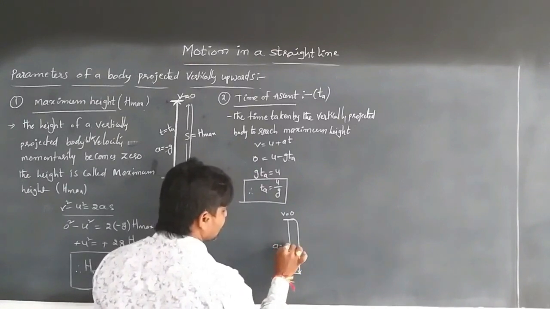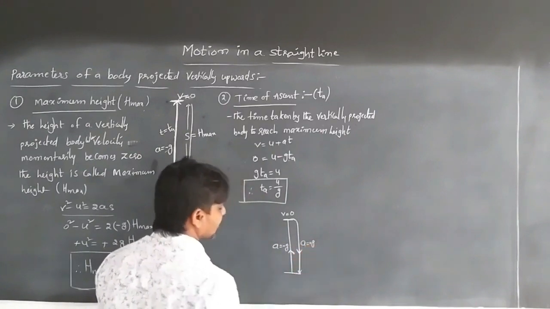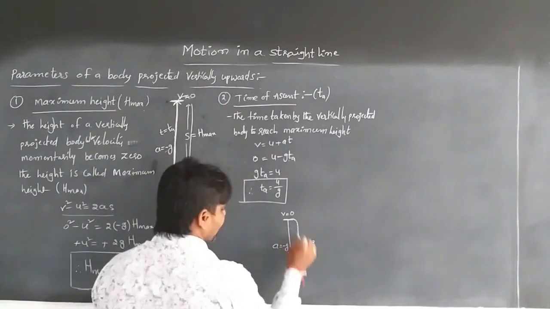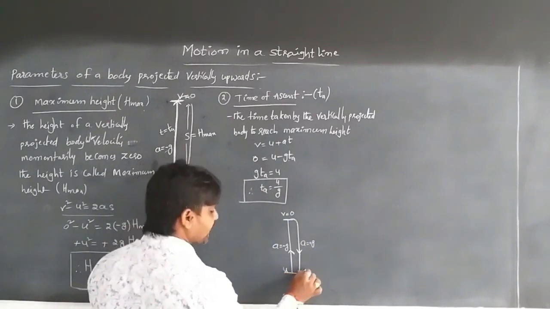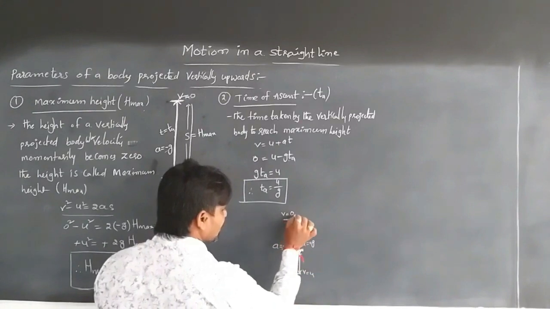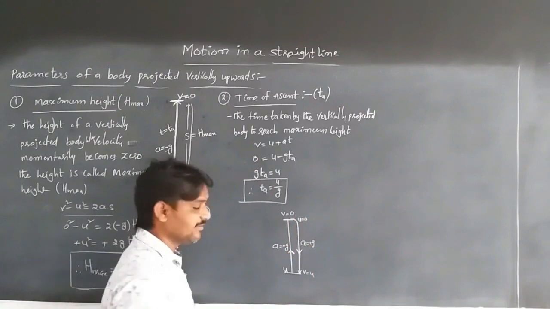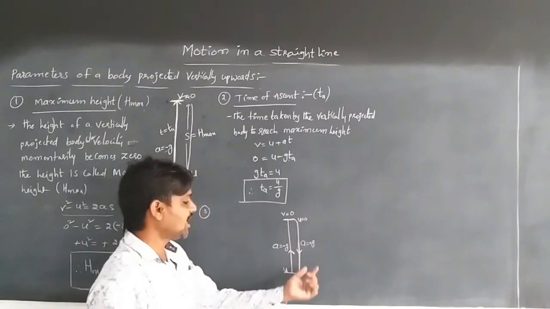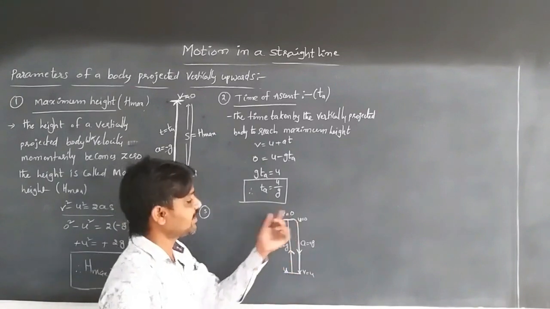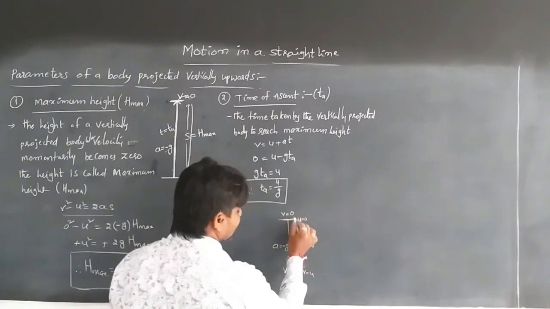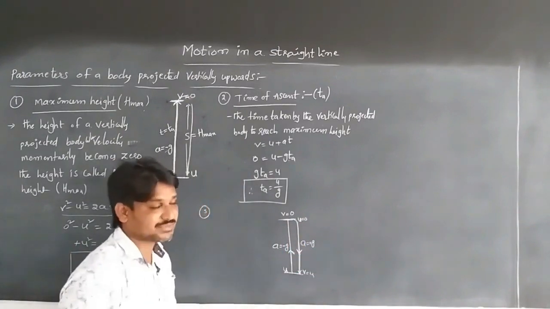Here in ascent a is equal to minus g. In case of descent, a is equal to plus g, and the initial velocity u is equal to 0. For a freely falling body moving vertically downwards, the initial velocity is 0 and the final velocity will be equal to the projected velocity. So the final velocity v is equal to u.